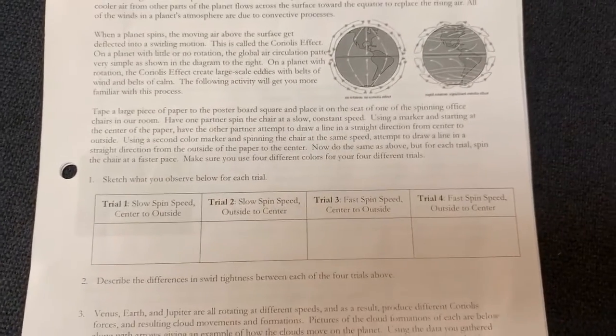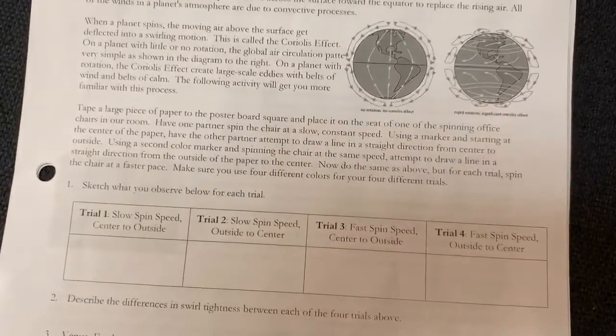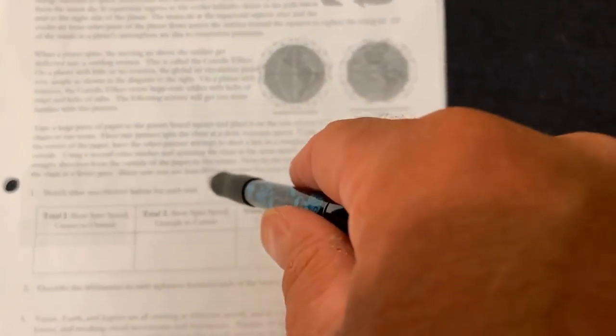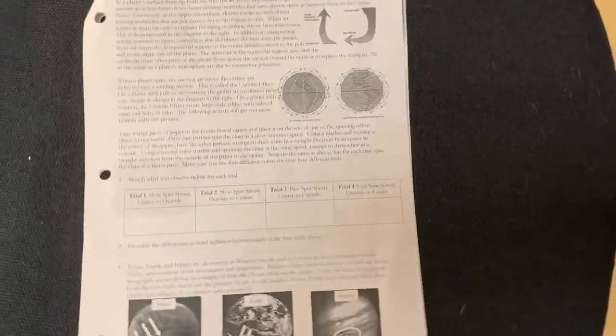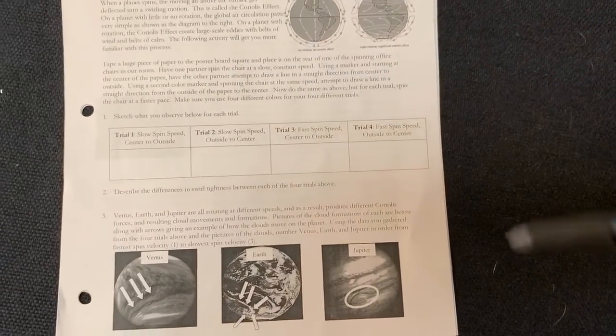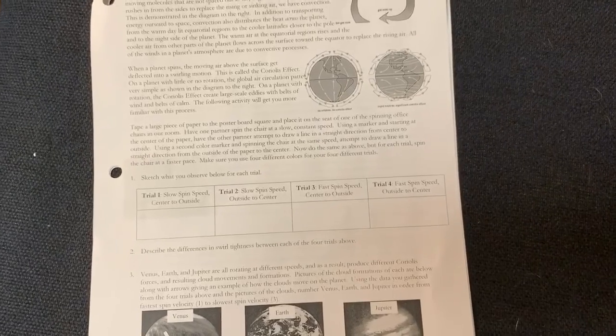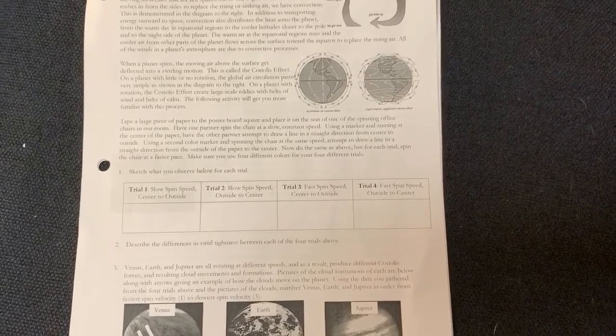Now, it's very difficult to do, but I'll show you the general idea. If I was to take my pencil or my pen here and put it right here in the middle and draw slowly outward as I spun the chair around, like so, okay? As I spun the chair around, I would draw a line outward and see what would happen. I'm going to spin the chair slow and then fast.